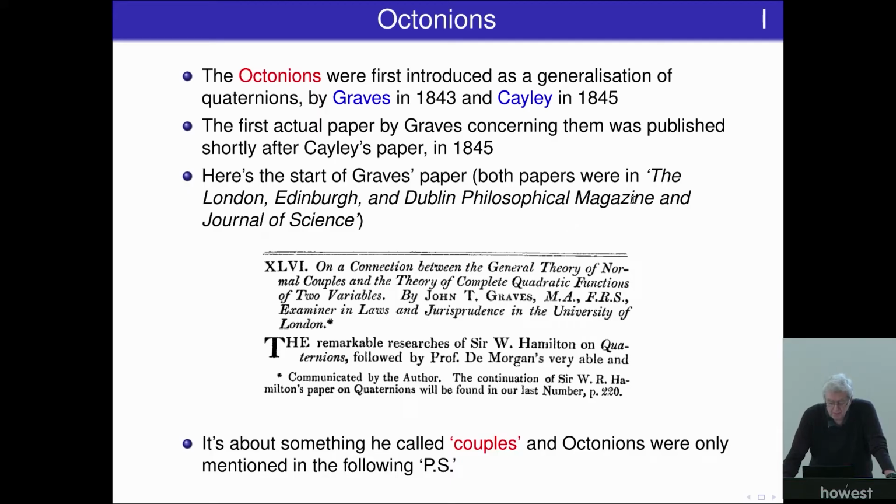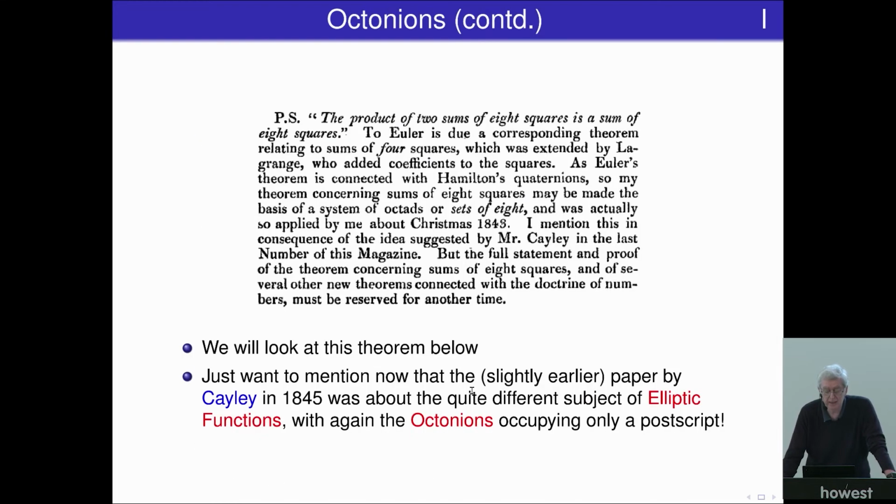Of the Royal Society. And it's about the connection between the general theory of normal couples and the theory of complete quadratic functions of two variables. Neither of those are anything to do with octonions. And the octonions were only mentioned in a PS to the article. And here is his PS, expressing how he thought of them. And he thought the most important thing was this theorem here. The product of two sums of 8 squares is a sum of 8 squares, which he had managed to prove in terms of these new numbers, the octonions. And we'll come back to this theorem below.